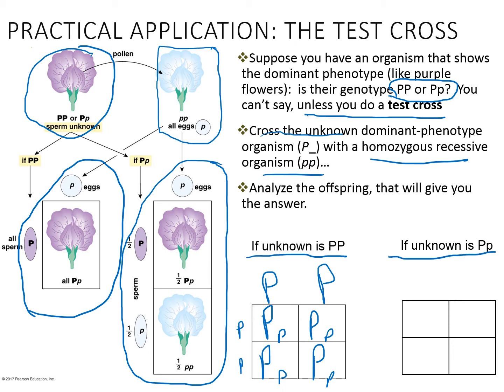If the unknown is big P, little p, in this case, half of the gametes will be big P, half the gametes will be little p. And then the test cross is always little p, and so we cross them as follows. Big P, little p, and then little p, little p. So if the unknown is in fact heterozygous, we expect about half of the offspring to be white and the other half to be purple. But even one white pea plant would confirm that the purple-flowered parent is heterozygous.